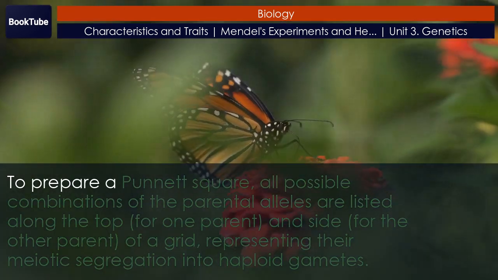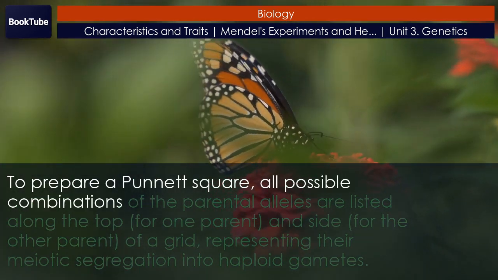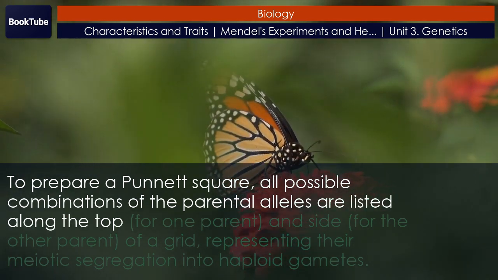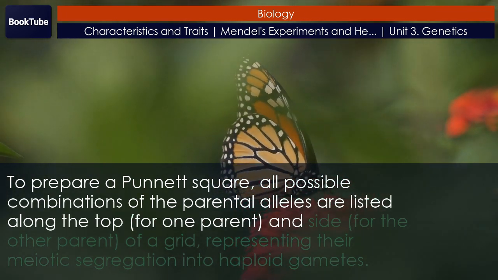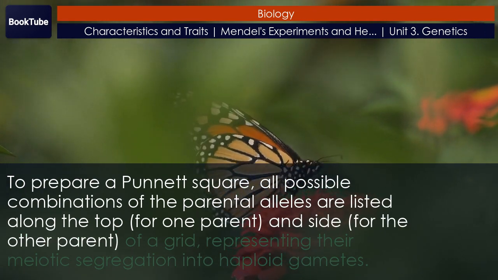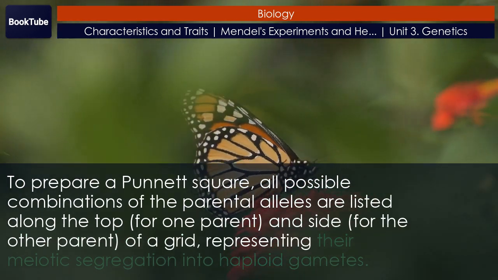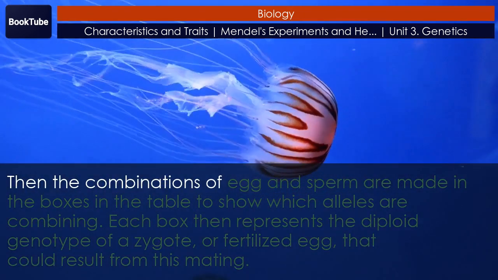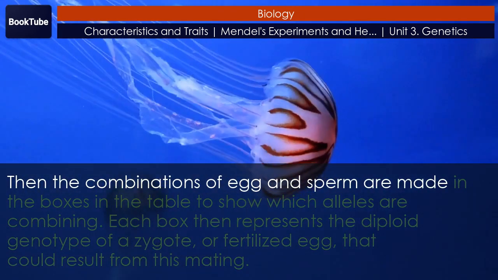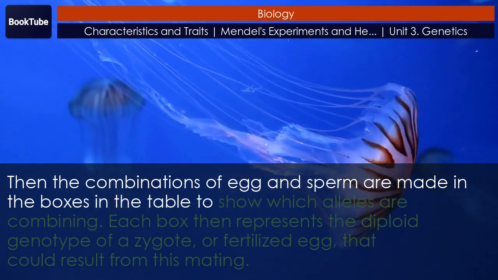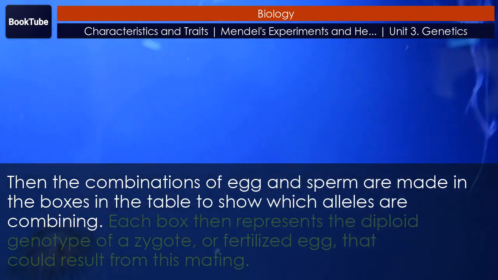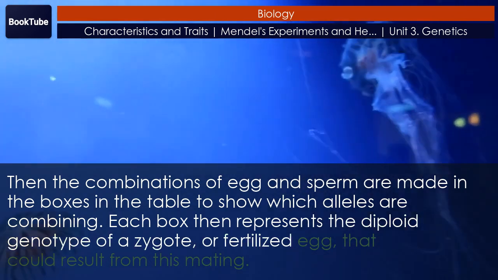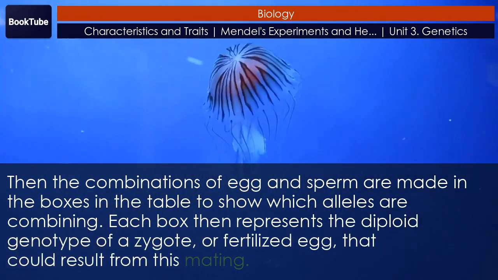To prepare a Punnett square, all possible combinations of the parental alleles are listed along the top for one parent, and side for the other parent, of a grid, representing their meiotic segregation into haploid gametes. Then the combinations of egg and sperm are made in the boxes in the table to show which alleles are combining. Each box then represents the diploid genotype of a zygote, or fertilized egg, that could result from this mating.